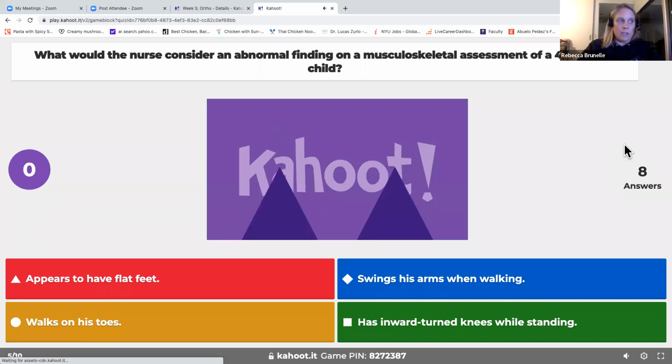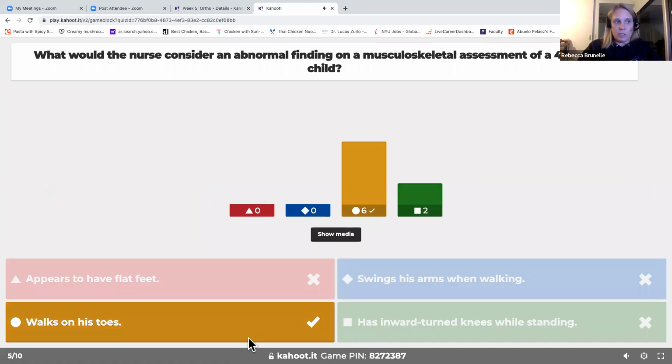Yeah, so walks on the toes, this is the one that's concerning for CP. Kids will have that inward turning of their knees and then their legs will straighten out as they get older. But walking on the toes is concerning for potentially CP.